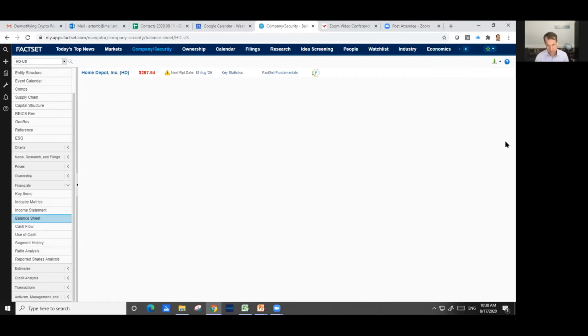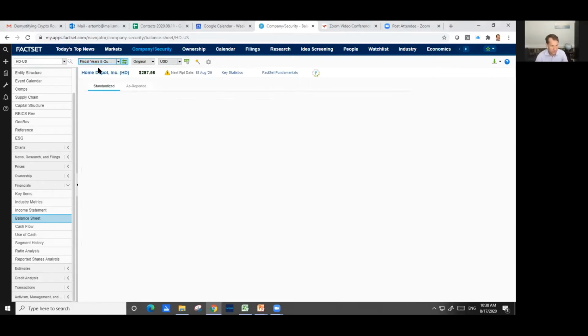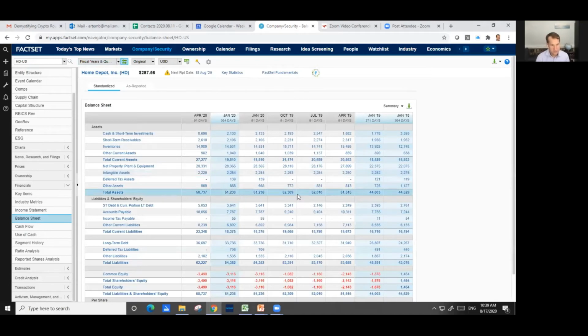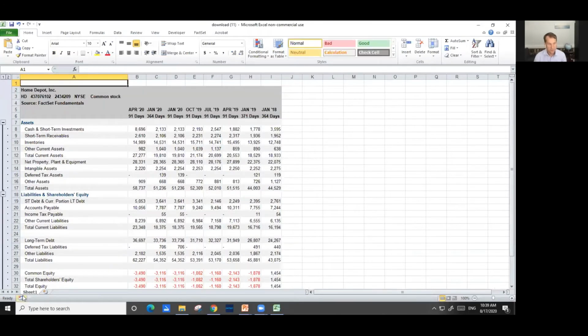Wait for it to download. Let me just double check that the settings are correct. So it's in US dollars, and then it shows us fiscal years. For the balance sheet, I would want to do fiscal years and quarters, which would allow me to get the most recent date as well. So in the bottom left corner, the Excel file showed up. I clicked on it, and here I have the balance sheet for Home Depot in Excel.